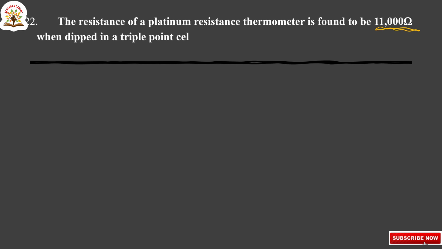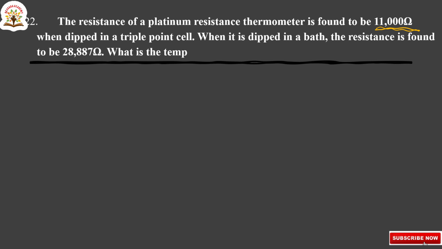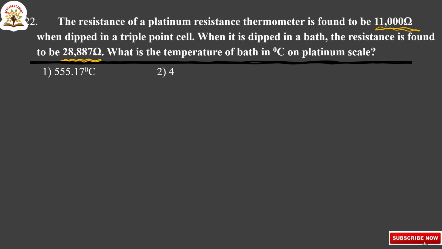The resistance of a platinum resistance thermometer is found to be 11,000 ohms when dipped in a triple point cell. When it is dipped in a bath, the resistance is found to be 28,887 ohms. What is the temperature of bath in centigrade on platinum scale? Now we have to calculate the temperature of the bath in centigrade on platinum scale. Okay, let us go to the solution.